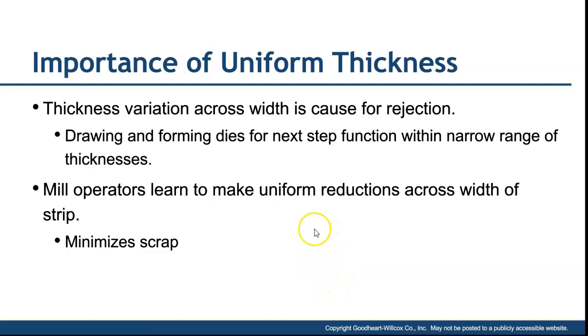And of course, if it's discovered that it's not a uniform reduction across the width, then that gets trimmed off as well. So we're really trying to minimize the scrap, or I should say, the mills are really trying to minimize scrap as much as possible.